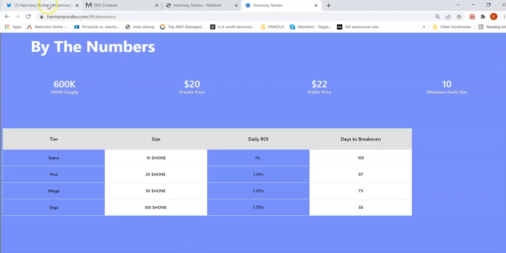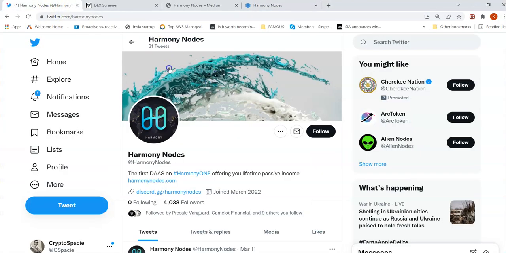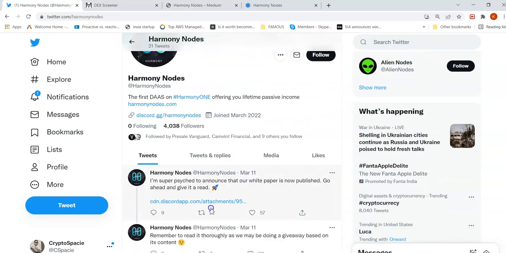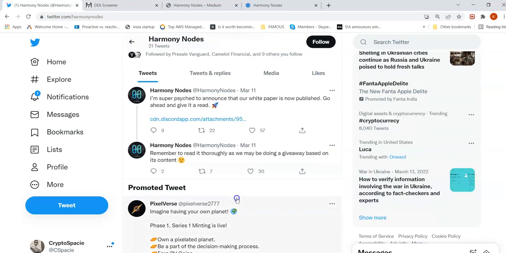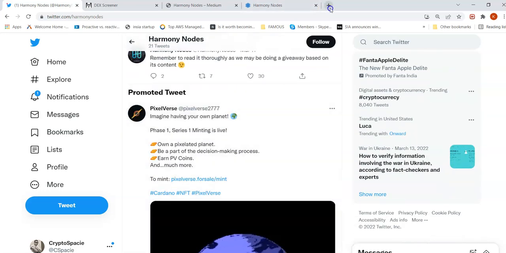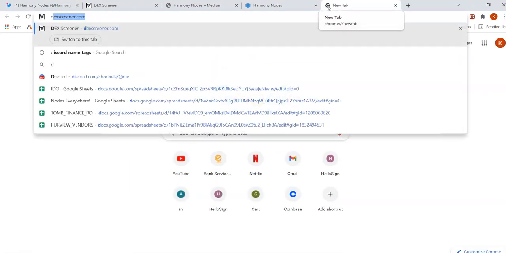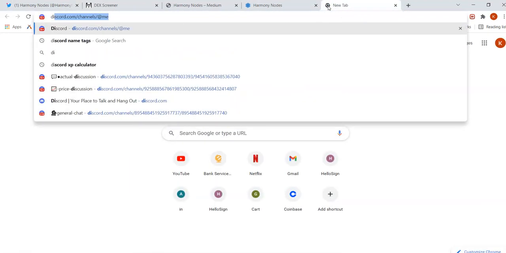If I go to their Twitter, they do have a Twitter with 4,000 followers. That's not bad. And let's see if they have any whitelist going on here. Let's go to their Discord. We can learn more.